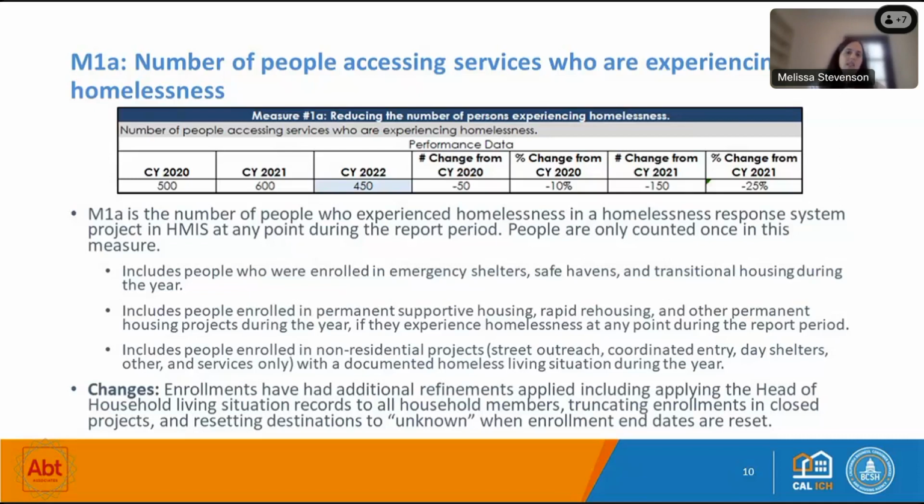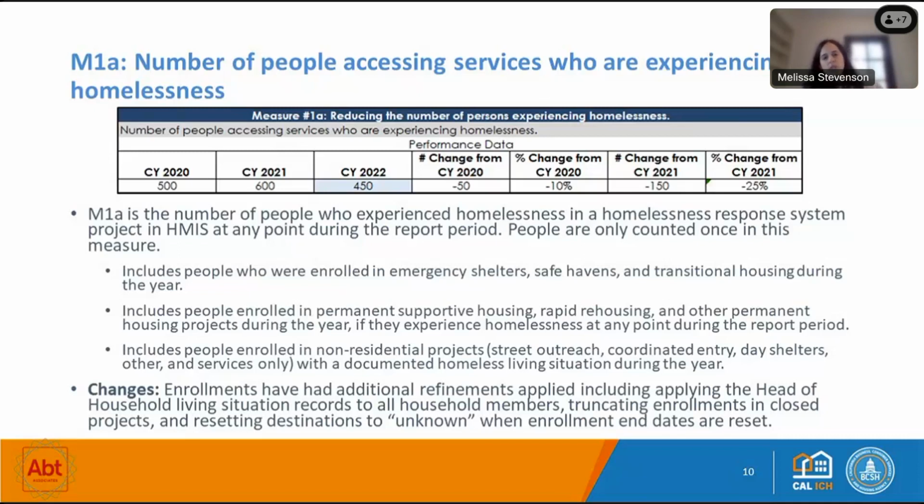But if they have that time between when they enrolled in those permanent housing projects and when they actually moved into a housing unit during the year, if that time is during the year, then they are counted in measure 1. And it also includes people enrolled in non-residential projects.